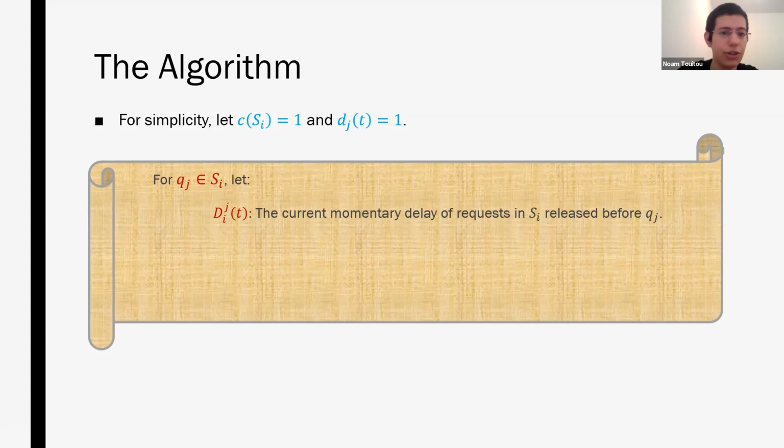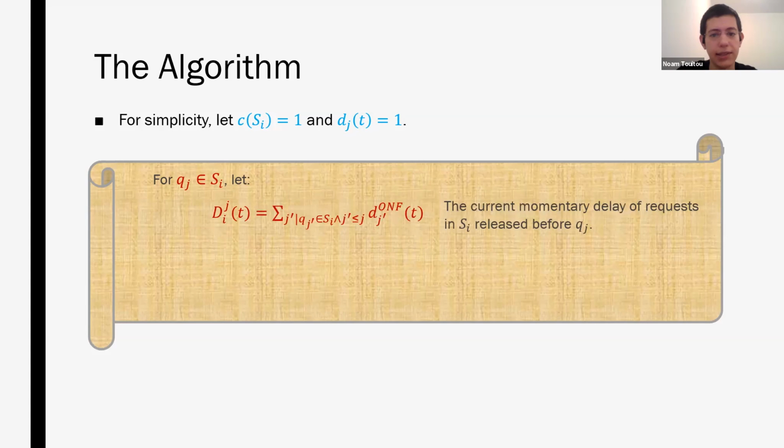So the algorithm at any point in time looks at all the requests and all of the sets containing those requests. So for each qj in some set Si, it computes the current momentary delay of requests in Si, which were released prior to qj. This amount is denoted by dij at time t. So this is shown here in this equation. And recall that when we talk about current momentary delay of requests, we're not referring to the value of the delay function, but rather to the partial delay, that is, the value of the delay function scaled down by the covered fraction of that request.